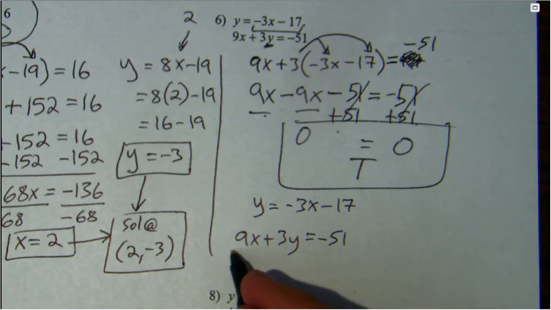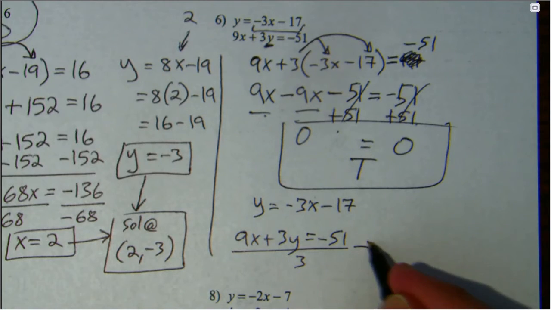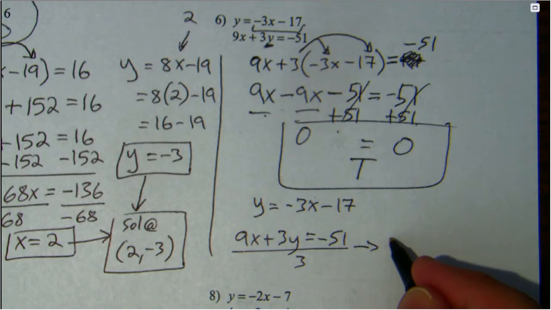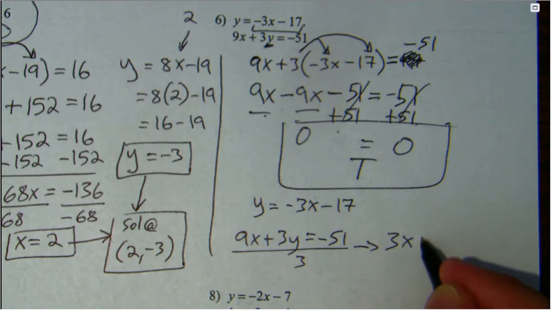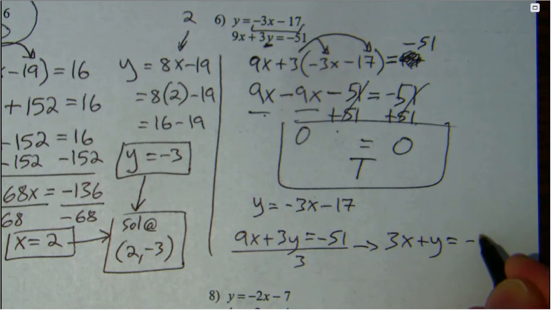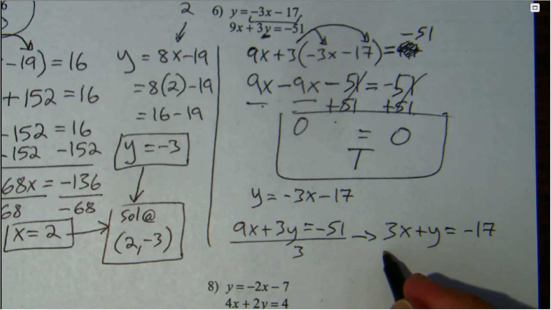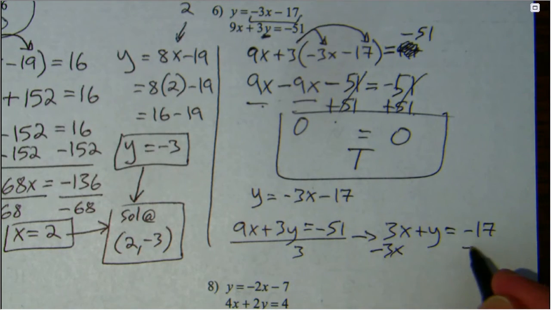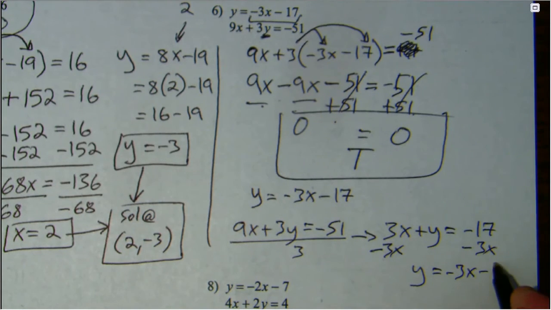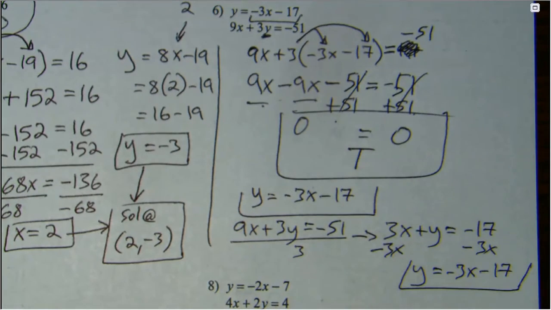Question, what if I divide everything by 3 here? Just watch. You don't have to write it. How do you get rid of this 3x? Just watch, guys. What do you guys notice?